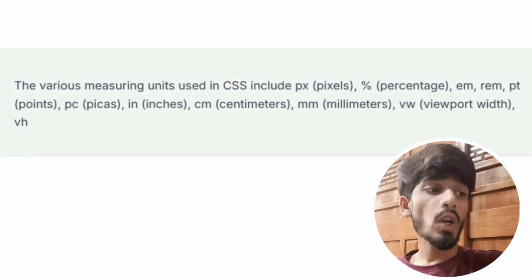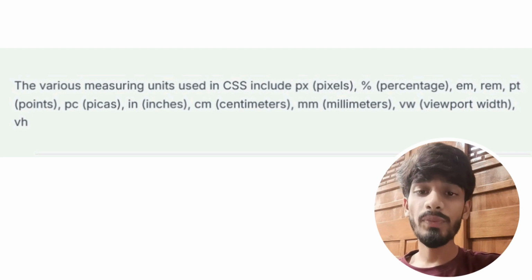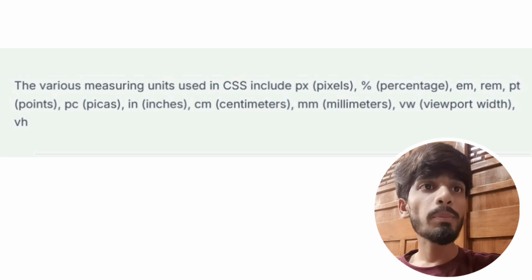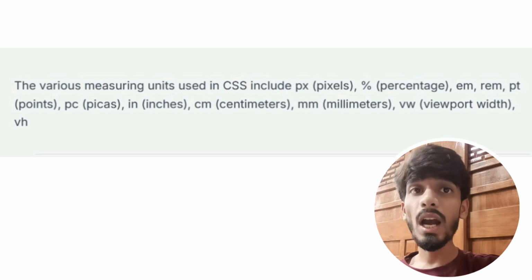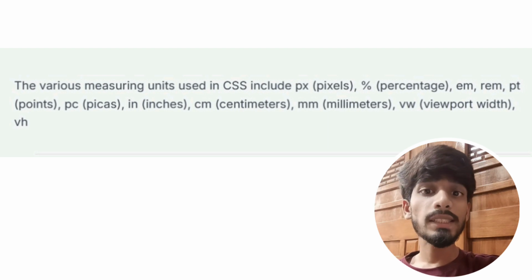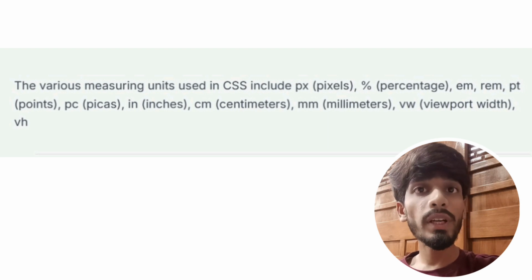Next, let us see what are the various measuring units used in CSS. The various measuring units used in CSS include pixels, which are represented by px. Next is the percentage sign. Next are rem, pt, which are points, pc, picas, in inches, cm centimeters, mm millimeters, vw viewport width. Next is viewport height.